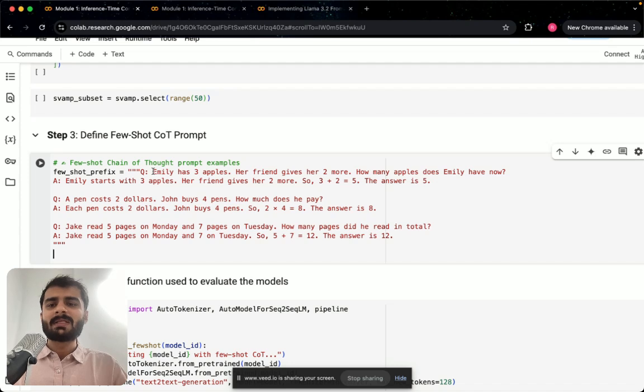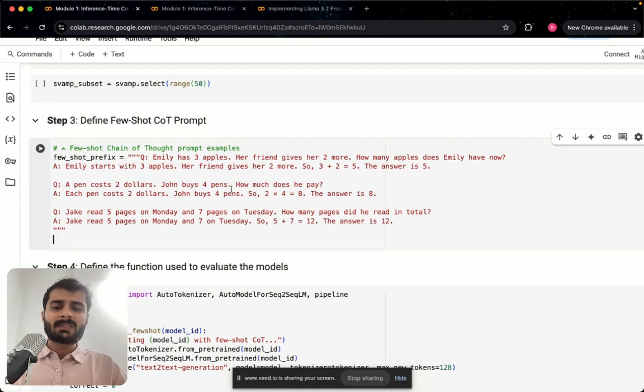The first example is: Emily has three apples. Her friend gives her two more. How many apples does Emily have now? And the answer we have given is: Emily starts with three apples. Her friend gives her two more. So 3 plus 2 equals 5. The answer is 5. Similarly, like this, I have provided three examples.